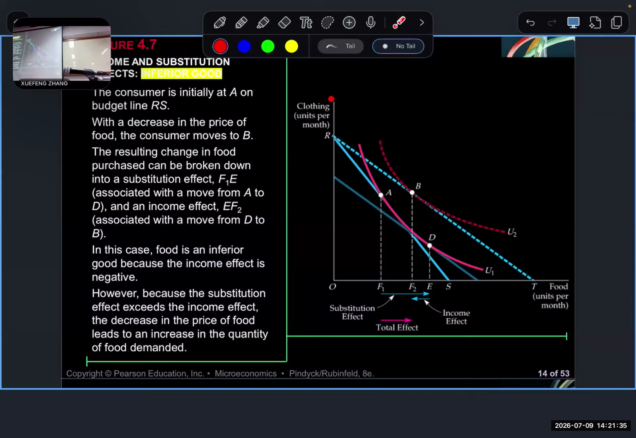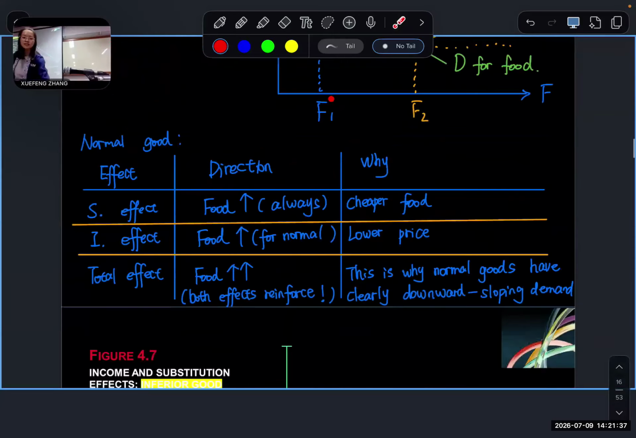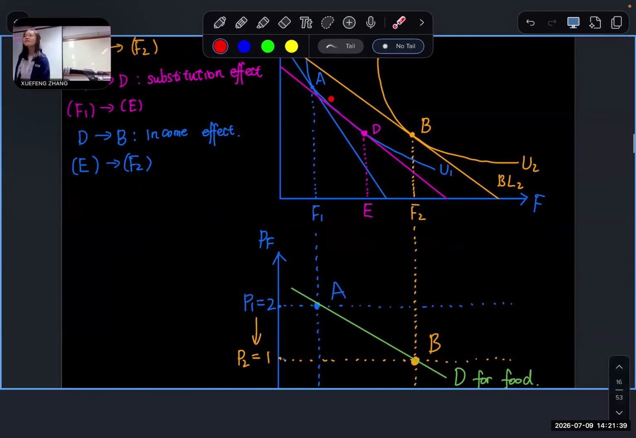Any questions about the normal good? Any questions? Okay, so be careful about the price here. Is it a decrease or an increase? Students always get confused about those two. If you get those two wrong, you're going to have different points, and of course a different demand curve.